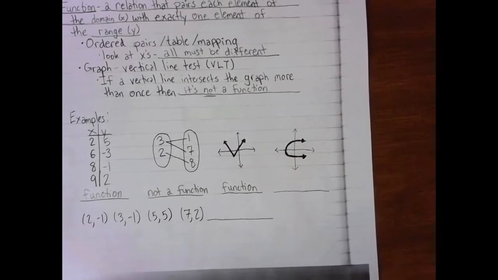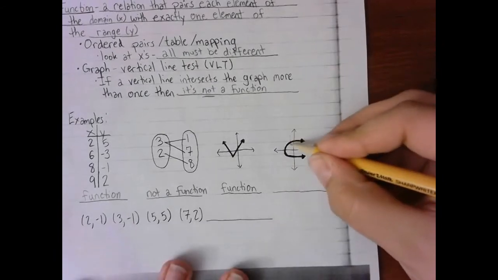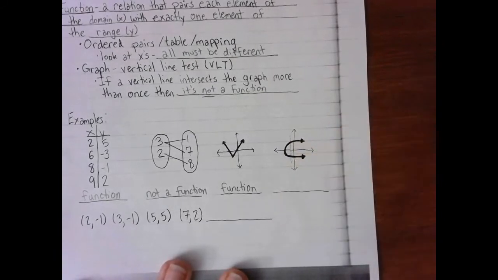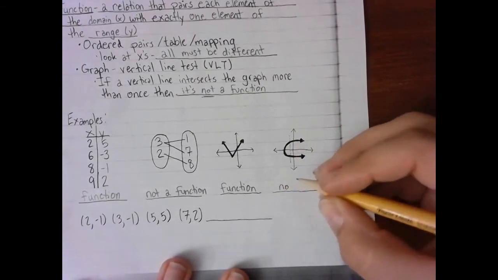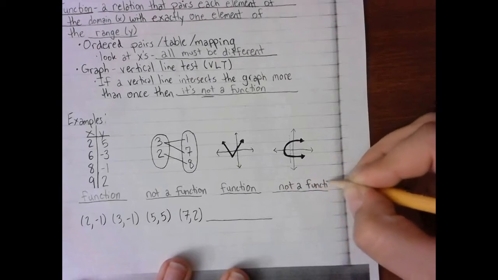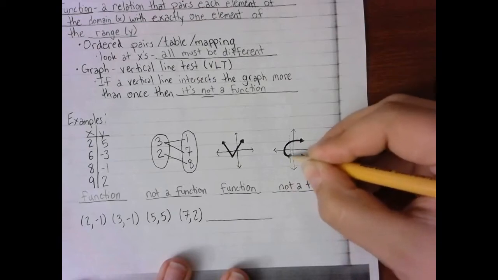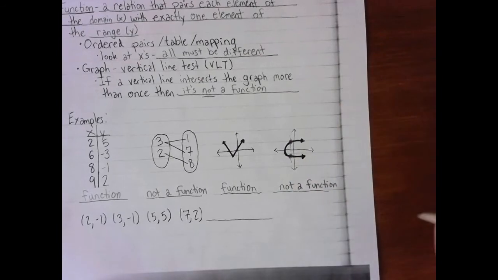But here's a new graph. When I draw a line here, look, right here, I'm passing through it 2 times. 1, 2. I intersect my graph twice. So this fails the vertical line test. It is not a function, because again, it hits the graph here and it hits the graph there. That's twice, and that's not good.